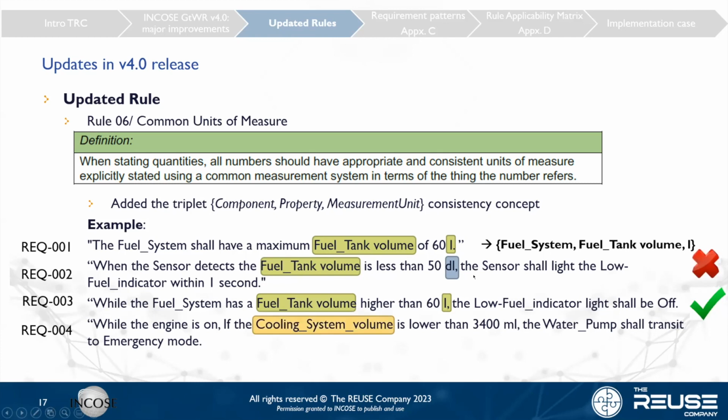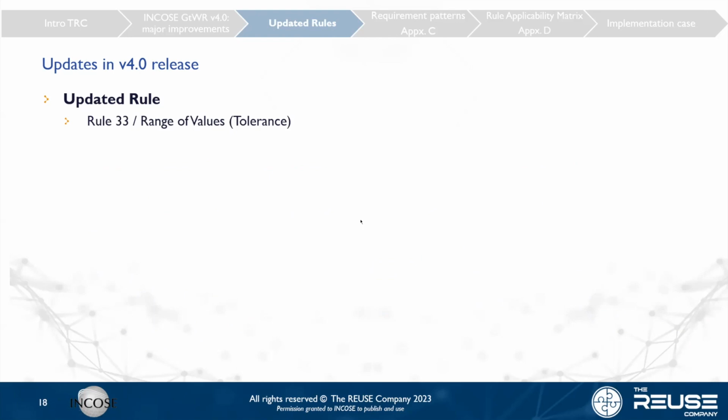And finally, if we have another property, another volume, we might allow that. This unit might be different. So it's not about applying exactly the same unit for volumes, the same unit for weights, etc. It's about considering the triplet here. So that's one of the new features of rule number 6.